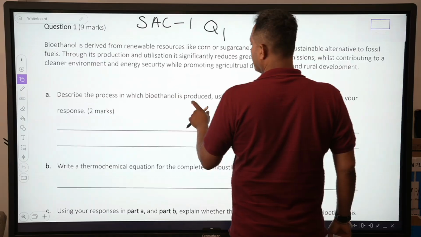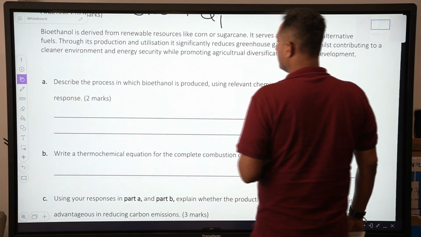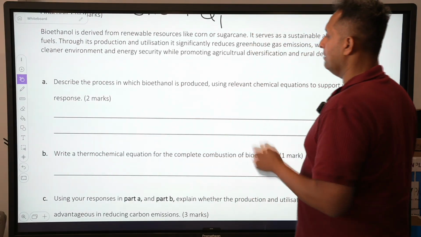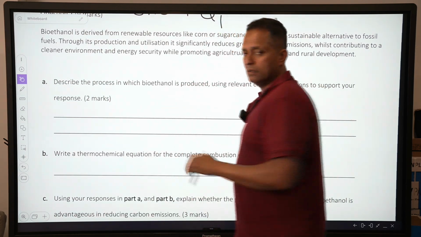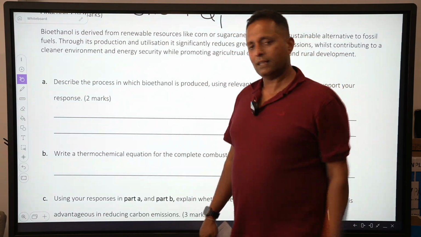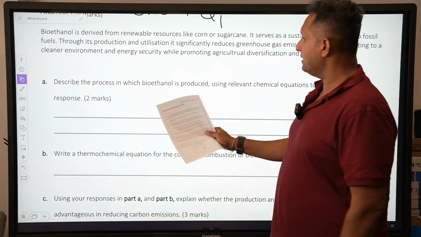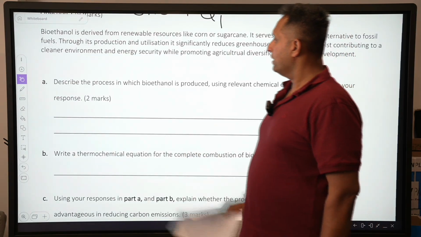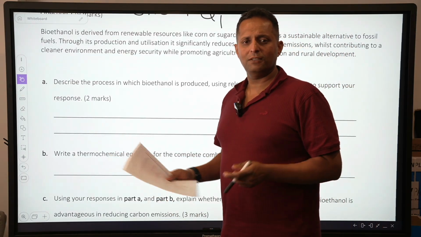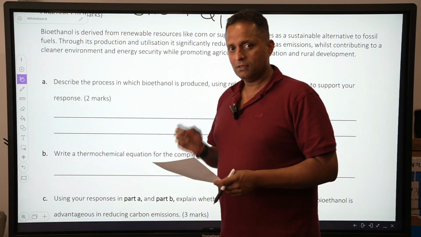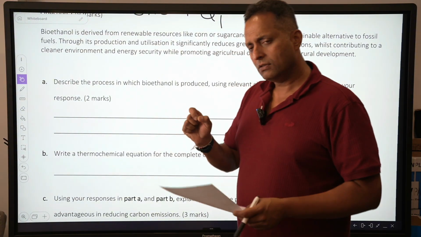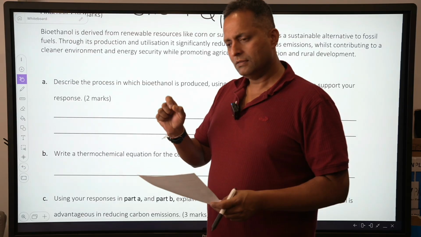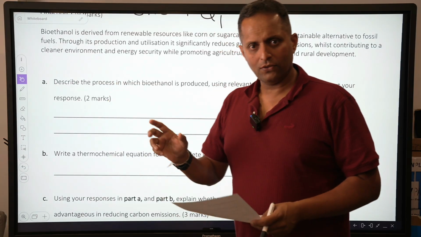Describe the process by which bioethanol is produced. 2 marks. So I'm going to tell you how to get these 2 marks. The first thing is to describe the process. Now, what is the name of the process? Let's be clear. You need to write down the name of the process.